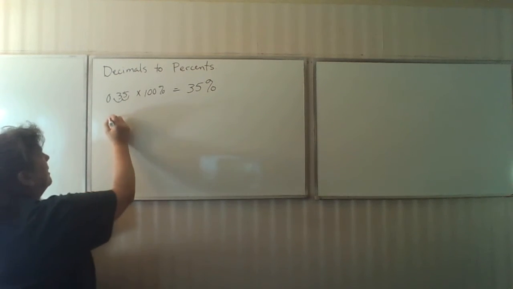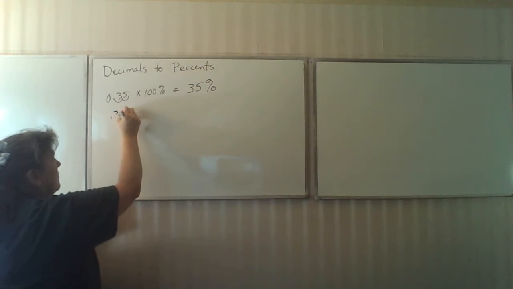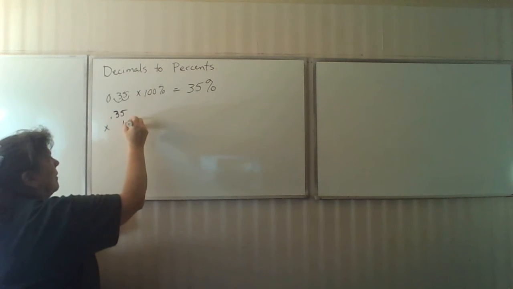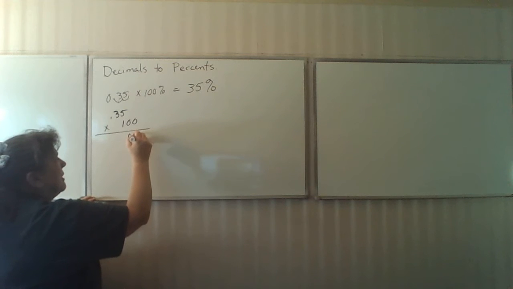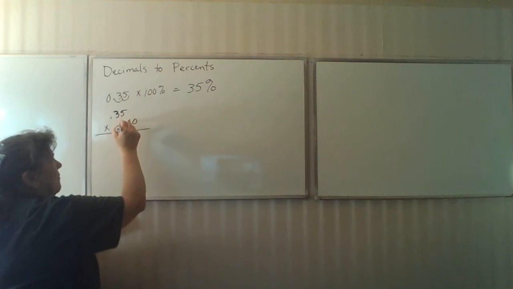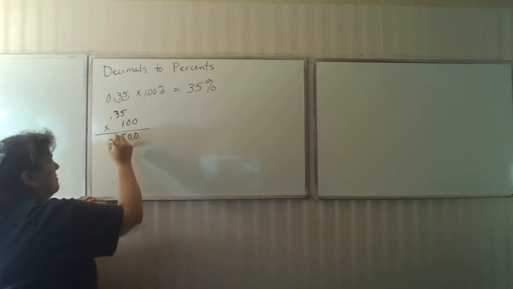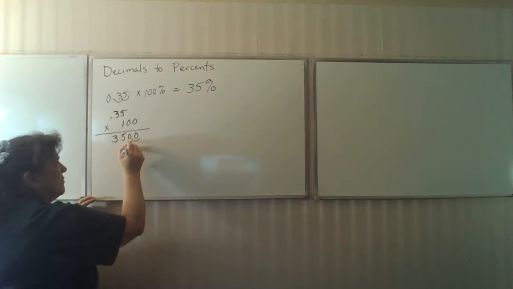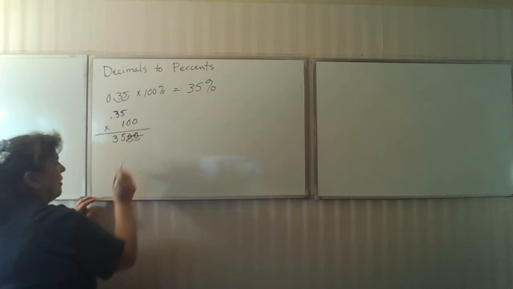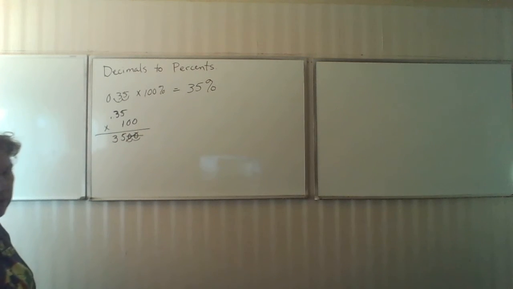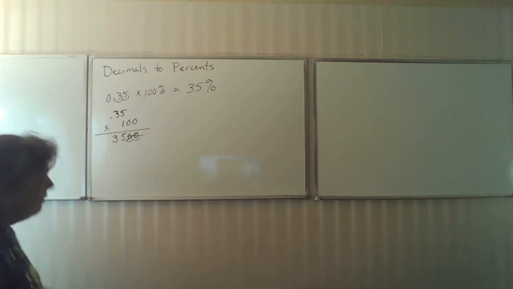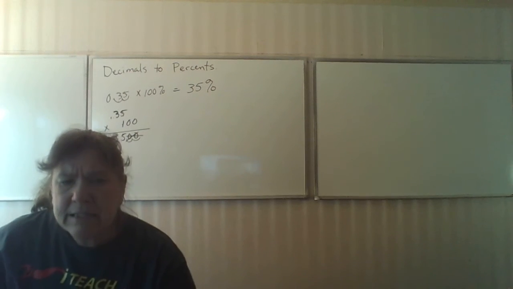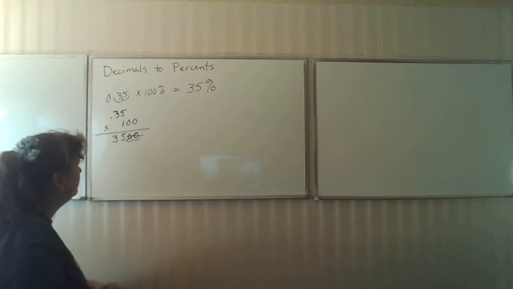So let's do that in longhand. Easy way to multiply, bring down my 2 zeros. 1 times 5 is 5, 1 times 3 is 3. I have 2 decimal places, so I start here, move 2 decimal places, so my zeros are gone, leaving me with 35. Okay, so let's look at another one.